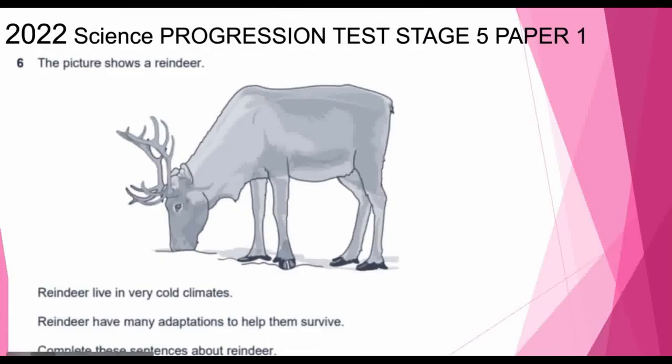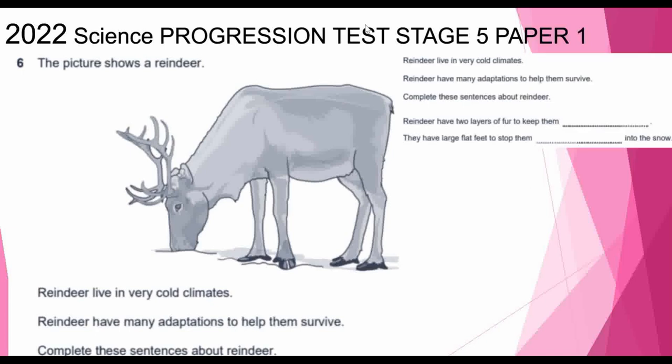Question 6. The picture shows a reindeer. Reindeer live in a very cold climate. Reindeer have many adaptations to help them survive. Complete these sentences about reindeer. So, reindeer live in a very cold climate. And reindeer have 2 layers of fur to keep them blank. They have large flat feet to stop them blank.